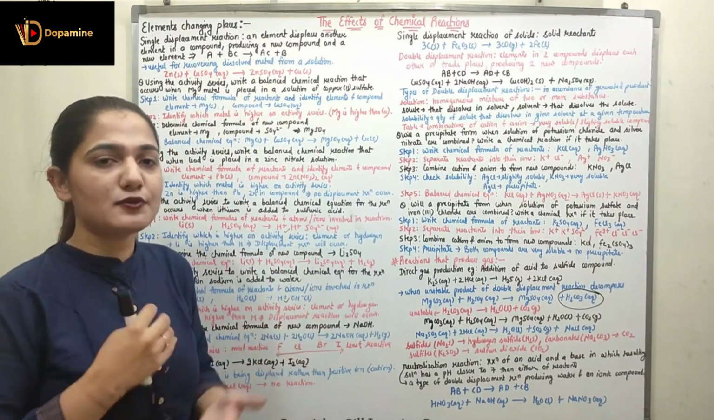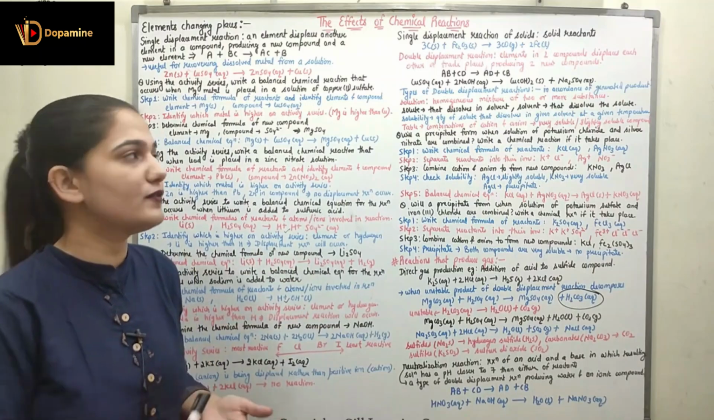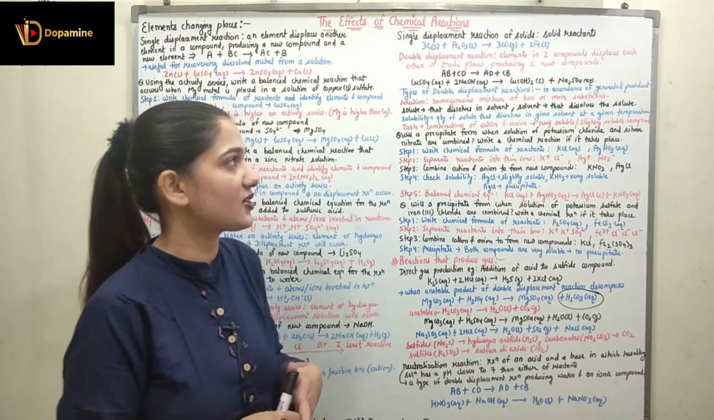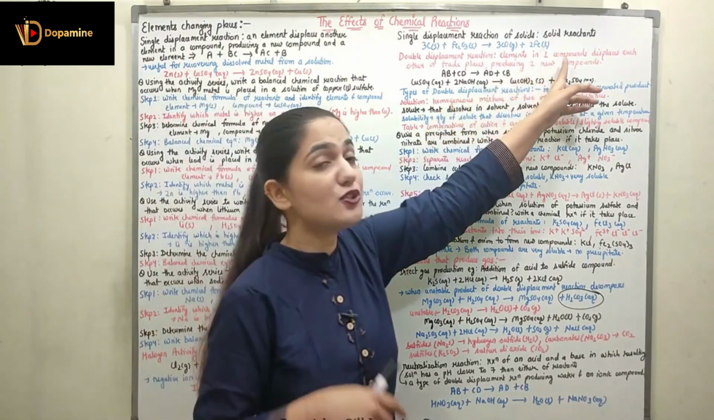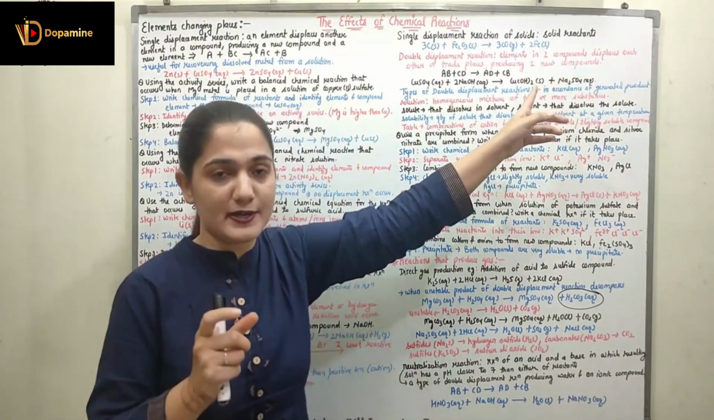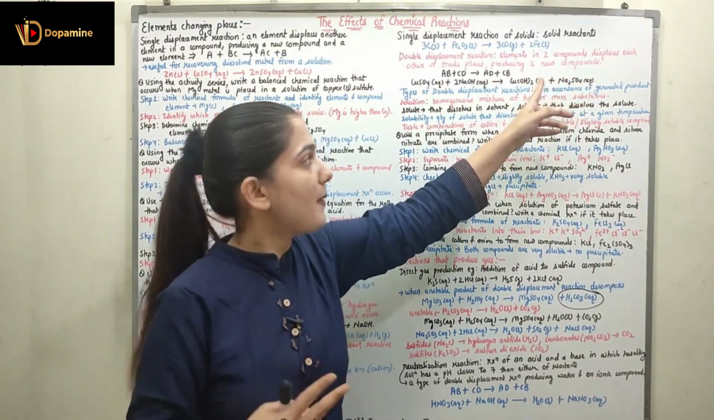Now coming to the double displacement reaction. As of now we have understood the single displacement reaction. We are moving now towards the double displacement reaction. Here we will be having 2 compounds. We are not having any elements over here. We will be having the compounds over here.